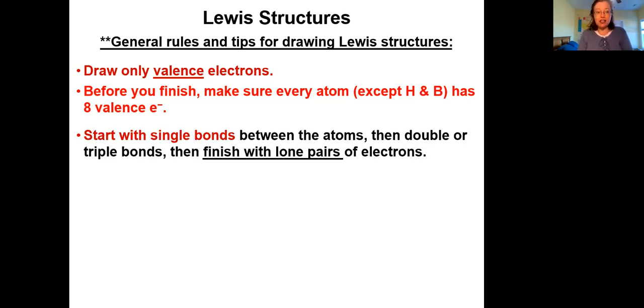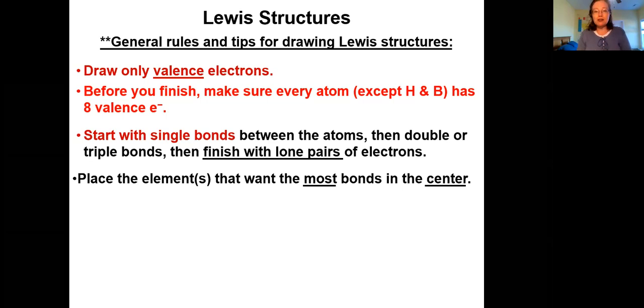I recommend that you start with single bonds between the atoms. Then, if you need to draw a double bond or a triple bond, you'll do that. And then I personally finish with the lone pairs of electrons. Single bond first, if necessary, double and triple bonds. Finally, fill in any remaining non-bonding electrons.